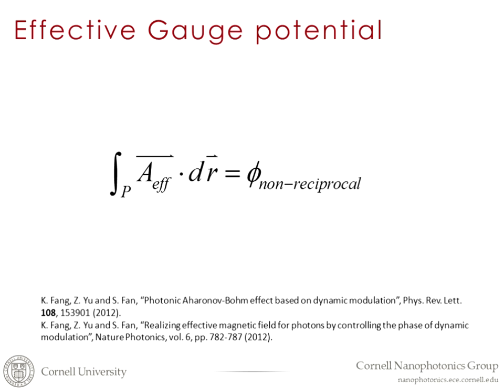So now let's go back to the non-reciprocal phase. Now we want to find in what kind of photonic structure we can generate this non-reciprocal phase. And if we can generate this non-reciprocal phase, again, we can write an effective gauge potential that can relate it to an effective magnetic field.